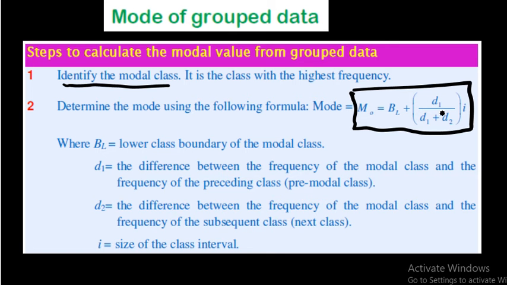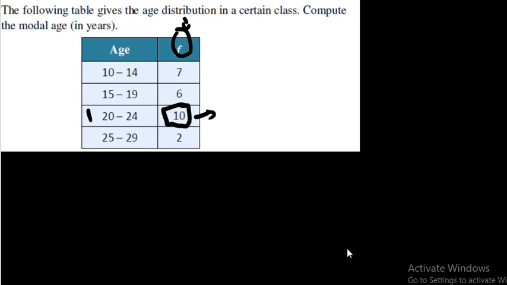What's BL? What's D1 and D2? What's I? It comes after identifying the modal class. In the modal class, we need to prepare class boundaries first of all. Then the lower boundary of the modal class will be BL, and D1 is the difference between the frequencies of the modal class and the class before it, and D2 is the difference between the frequencies of the modal class and the next class, and finally I is the size or the interval of the modal class. So let us apply everything and do this example, because examples are much better to be clear on it.